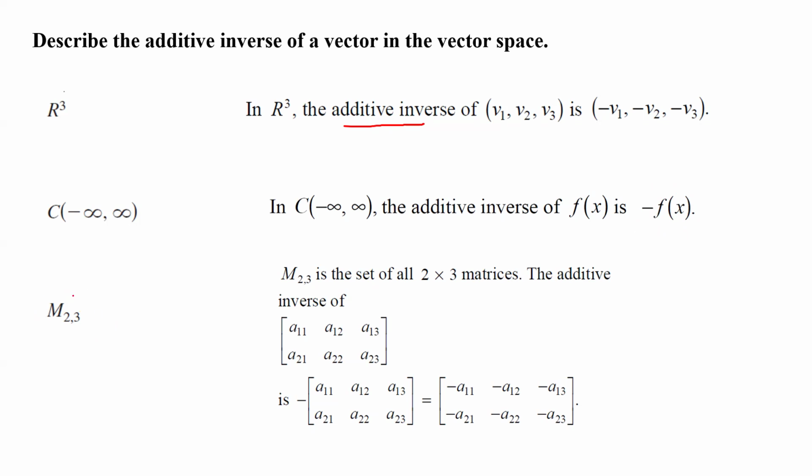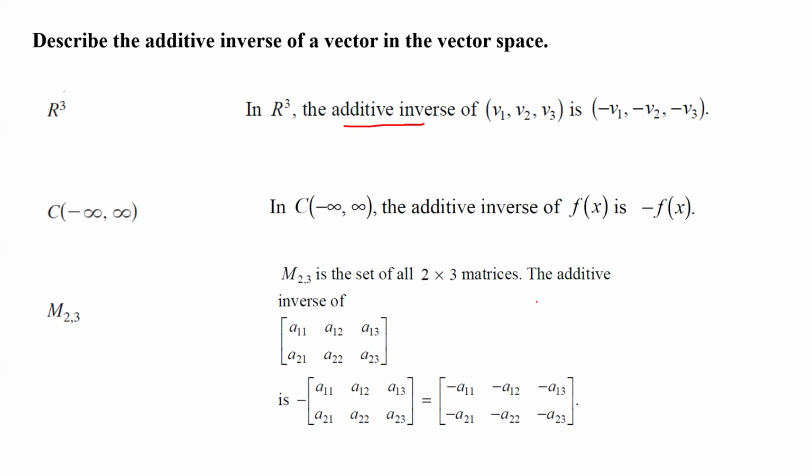Now consider the vector space of all 2 by 3 matrices. If you take an element, like a vector, in this vector space, these are all matrices: A sub 1,1, A sub 1,2, A sub 1,3, A sub 2,1, A sub 2,2, A sub 2,3. So you have 2 rows and 3 columns.